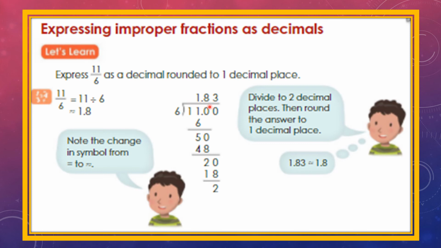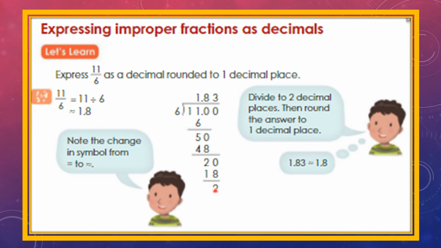So we have here, we need to divide this 11 by 6 equals 1. 1 times 6 equals 6. So 11 minus 6 equals 5. And we need to bring down a 0. So 50 divided by 6 equals 8. 8 times 6 equals 48. So we have here 50 minus 48 equals 2. And bring down 0. And 20 divided by 6 equals 3. 3 times 6 equals 18. So 20 minus 18 equals 2.